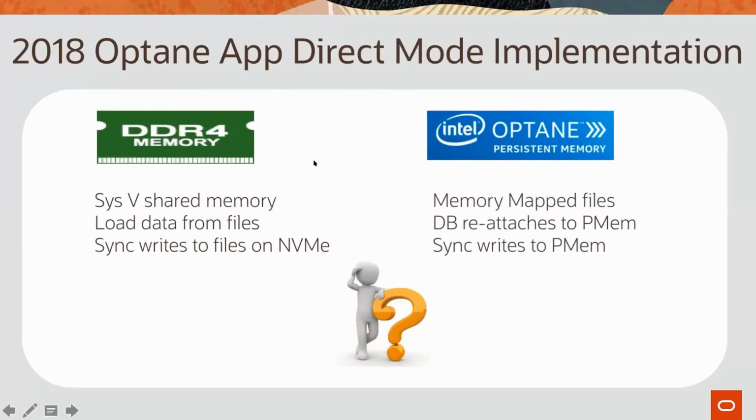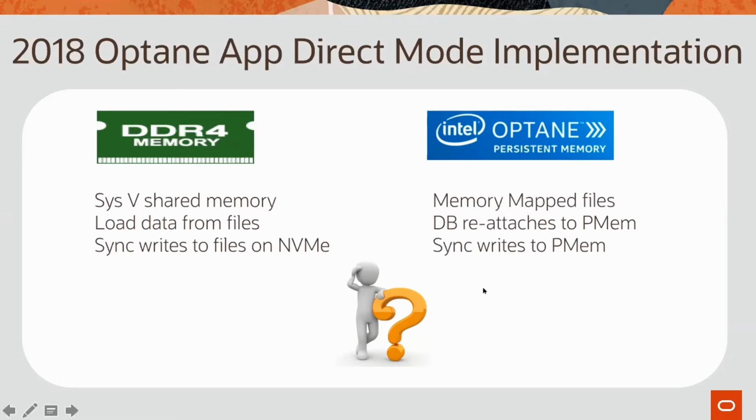Some of the things we had to do: x10 was the first commercial in-memory database, literally over 20 years ago. Because it runs on all the popular Unix systems, Solaris, HP, AIX, whatever, 20 years ago we made a design decision to use System V shared memory. To use app direct mode, we needed to convert that to use memory-mapped files. In the past, we'd loaded the data from files in the file system, so we needed to change that code so we could just reattach to the persistent memory. Likewise, if we're doing synchronous writes to NVMe, we needed to change that code to do it to persistent memory.